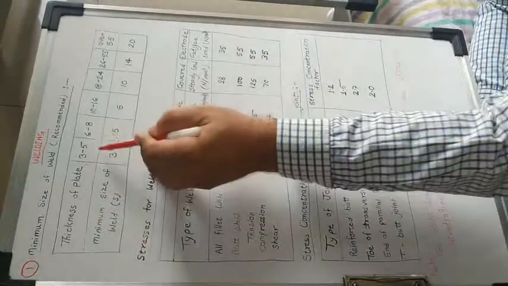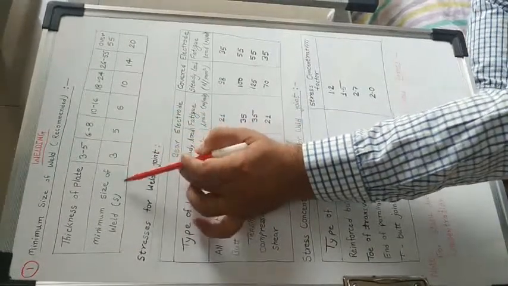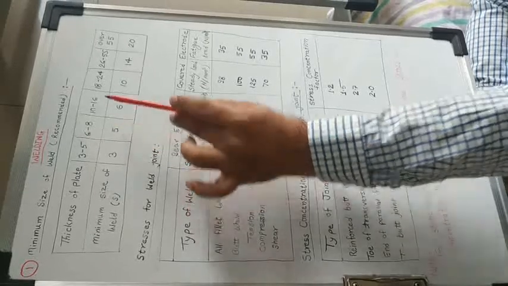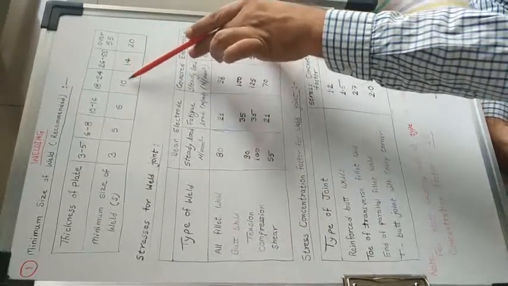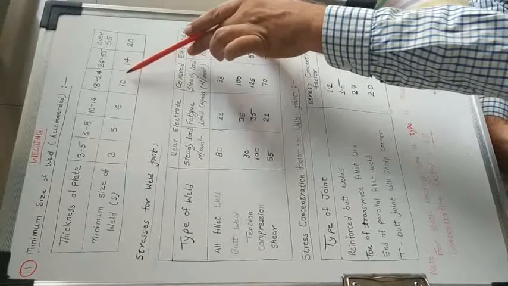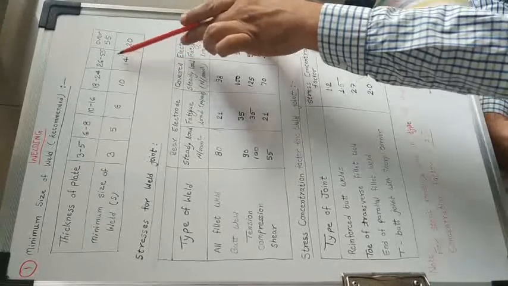So for a 3 to 5 mm thick plate, the welding size minimum requirement is 3 mm. For 6 to 8, that is 5 mm. For 10 to 16, that is 6 mm. For 16 to 24, that is 10 mm thick. If you are doing a 10 mm thickness of weld, then definitely it needs 2 roots of welding.